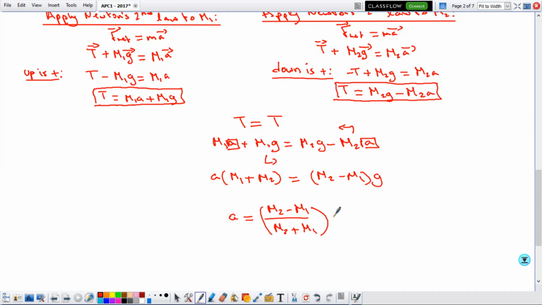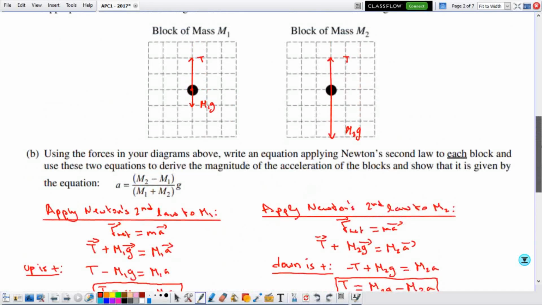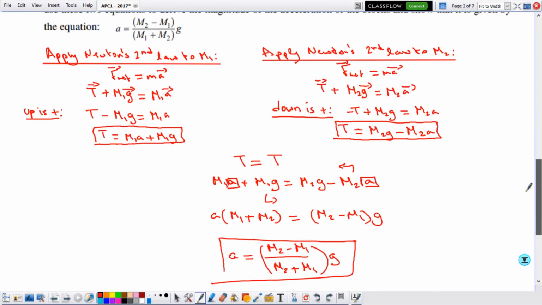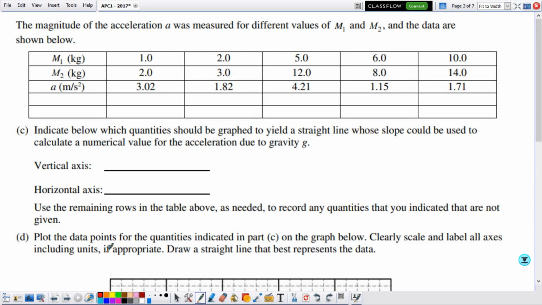multiplied by G. And whenever you arrive at this expression, make sure that you compare it with the given expression as well, which is M2 minus M1 over M2 plus M1 indeed multiplied by G. Now the magnitude of the acceleration A was measured for different values of M1 and M2, and the data are shown below. So we have a table that consists of 3 rows and 6 columns. We have the values of M1, M2 and the corresponding acceleration for each mass configuration.